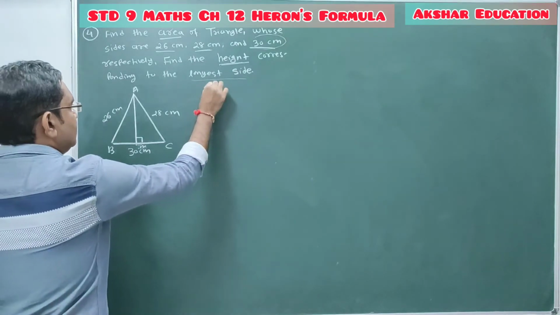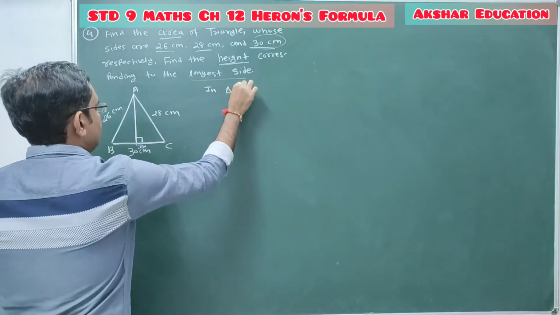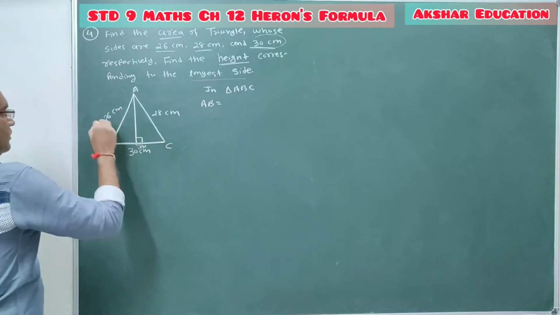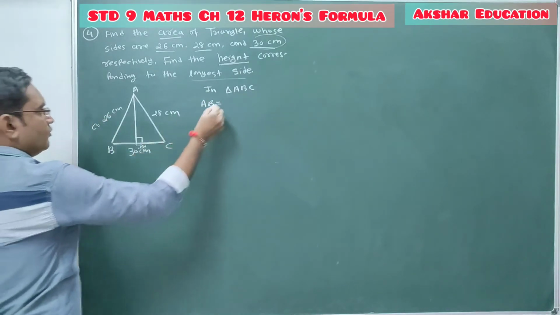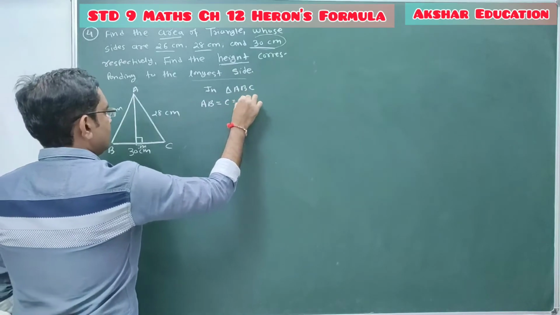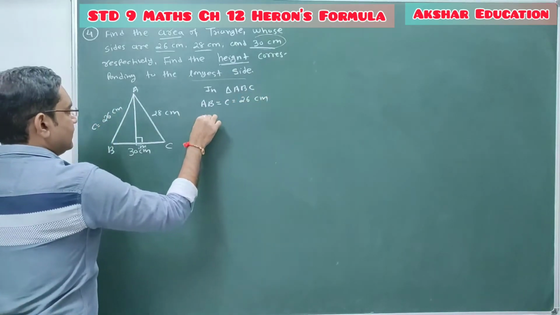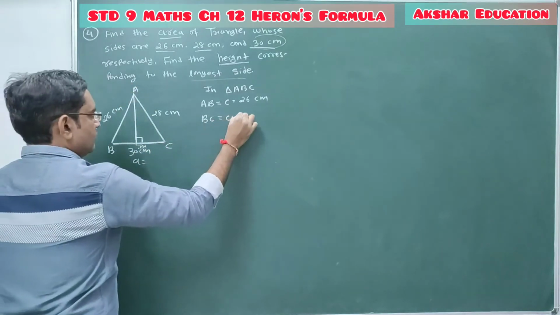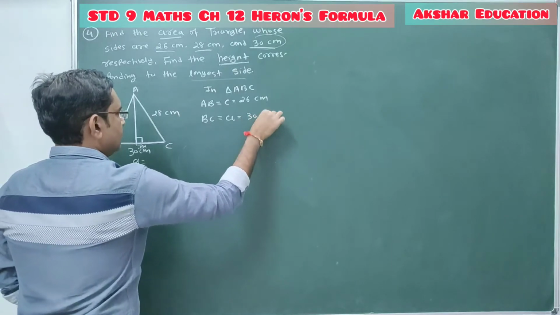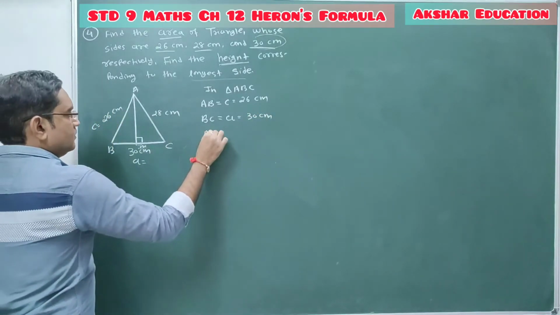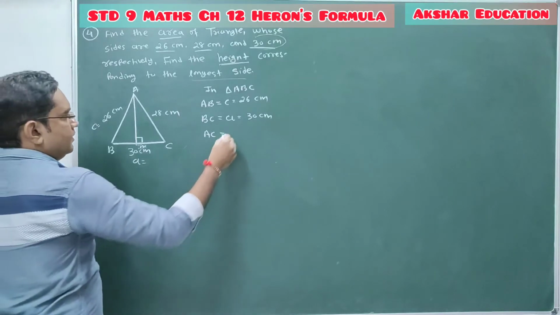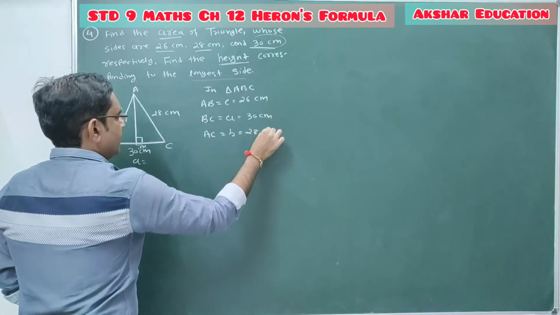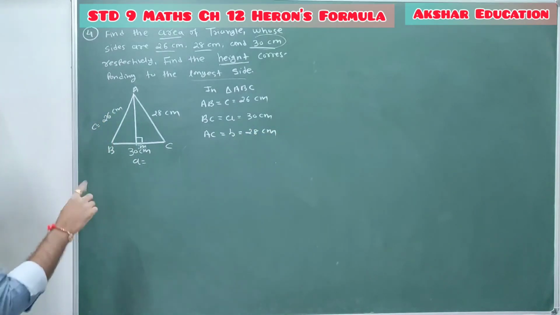Now in triangle ABC, the measures of 3 sides are given. Let's say AB is small c, the side opposite angle C, whose measure is 26 centimeter. The second side is BC, which is opposite angle A, so it's small a, equal to 30 centimeter, which is our longest side. AC is opposite angle B, so it's small b, equal to 28 centimeter. Three sides are there. You have to find the area of this triangle.